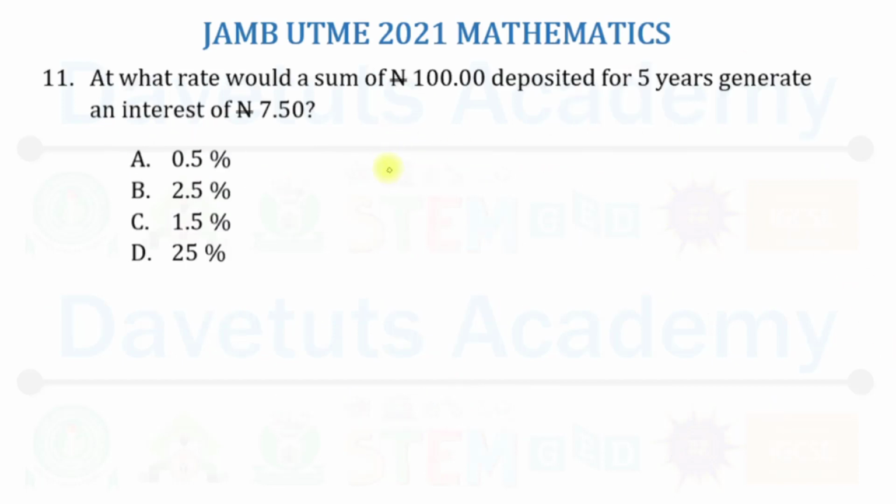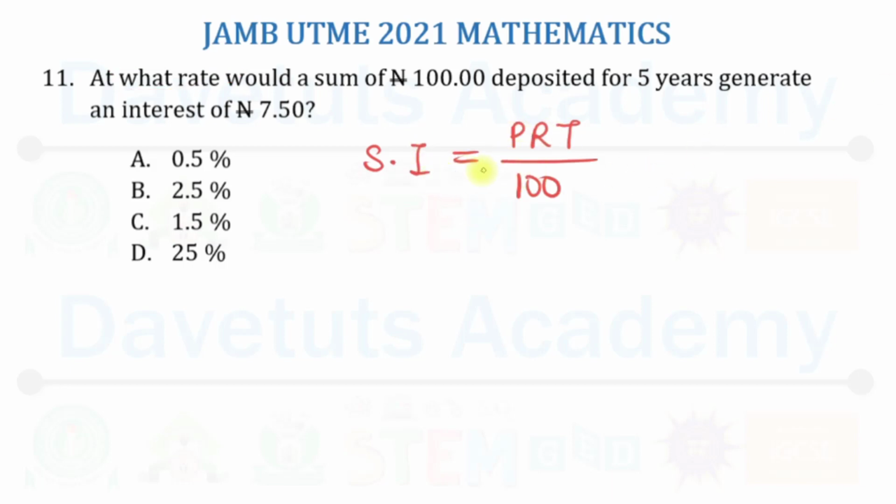So we have this question on simple interest, in which we are being asked: at what rate would the sum of 100 naira deposited for 5 years generate an interest of 7 naira 50 kobo? Generally we know our simple interest formula to be the principal multiplied by the rate multiplied by the time, over 100. But again, make it a rule of thumb to make your unknown the subject of the formula. Here we are being asked to get the rate. We are looking for rate, that is R, and we want to make R the subject of the formula here.